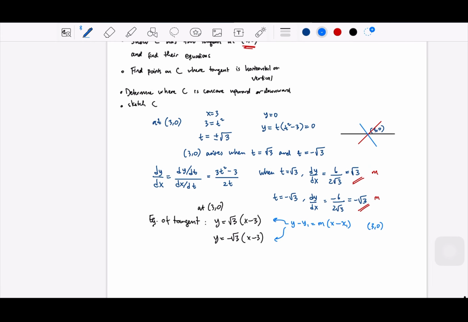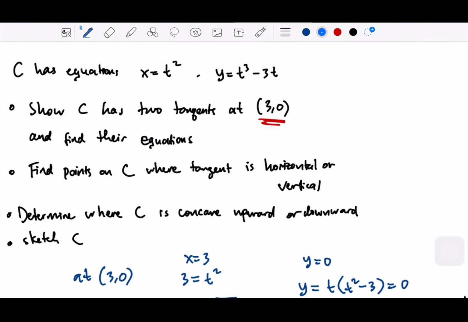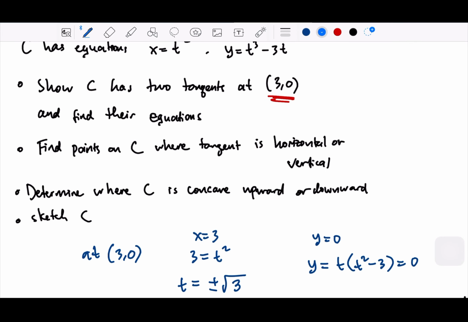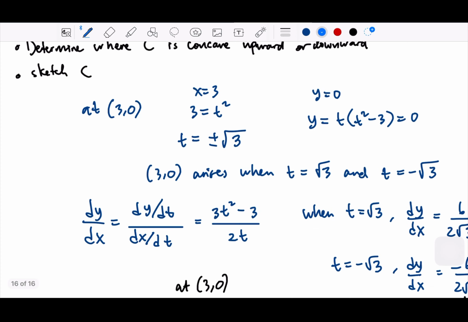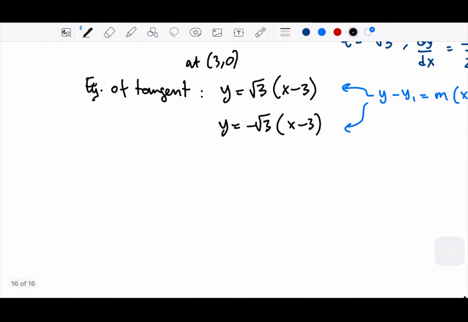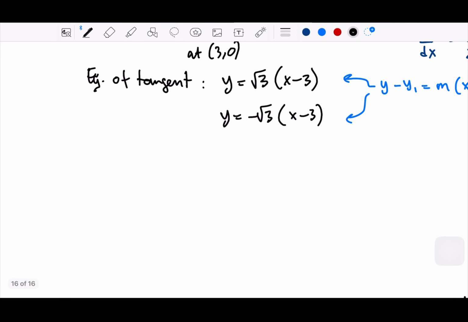Okay, the second question now. Let me review the question here. Show or find points where the tangent is horizontal or vertical. Okay, now we need to imagine, this is a pretty typical question in calculus. So to know how to solve it, first imagine the curve.